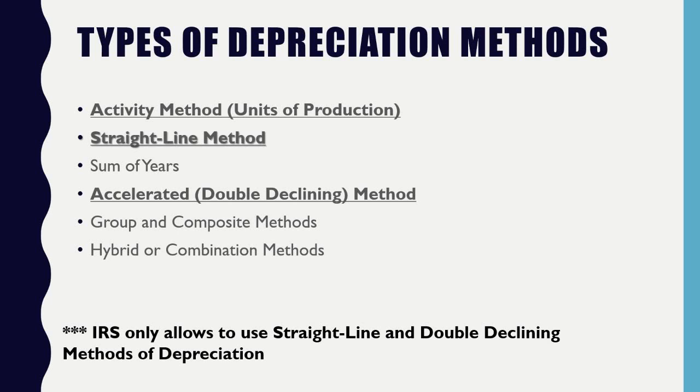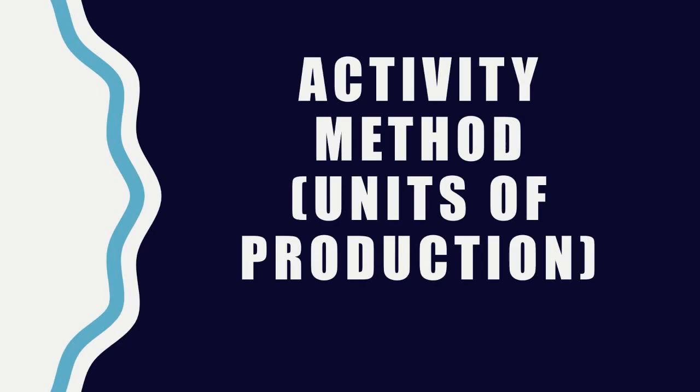Straight line method is a pretty straightforward one. It's straight line. And the third method is going to be accelerated, also known as double declining. Accelerated, meaning you're going to increase or go fast, or also known as double declining method. So the first one that we're going to be looking at is the very first one, which is going to be activity-based method, or also known as units of production. Any questions so far?